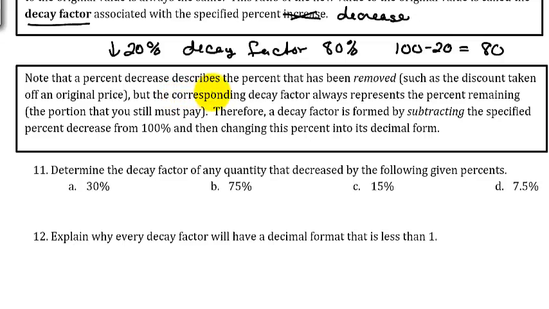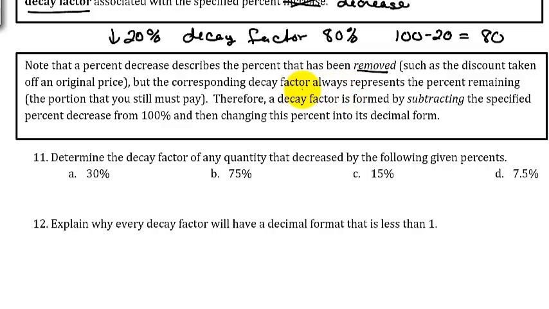Note that a percent decrease describes the percent that has been removed, such as the discount taken off the original price, but the corresponding decay factor always represents the percent remaining. So when we did the sale example, the part that you pay for is the 60% if something's 40% off, or if something's 20% off, you're paying for 80% of whatever the item was originally priced at. And that's why you do this 100 minus 20 thing, because you're paying for the 80%, or in the 40% off example, you were paying for the 60%.